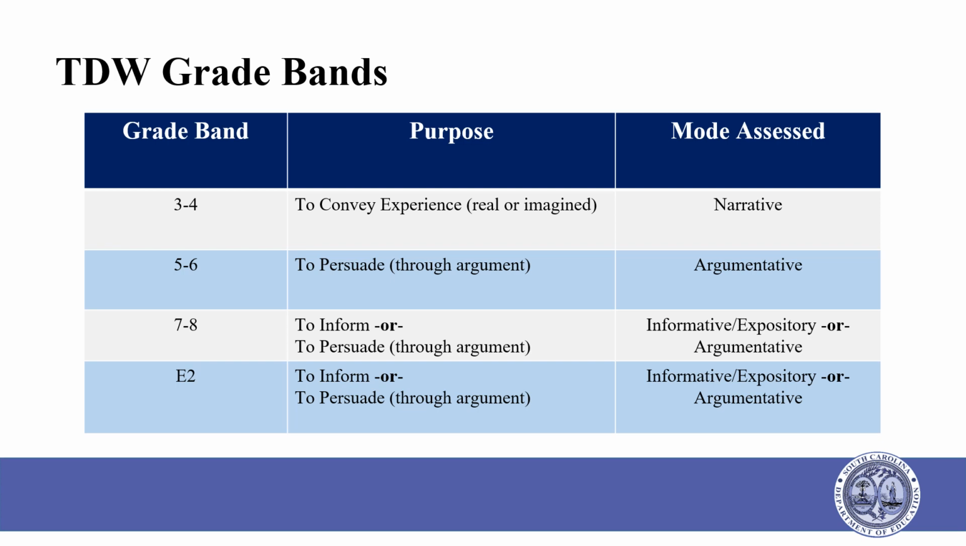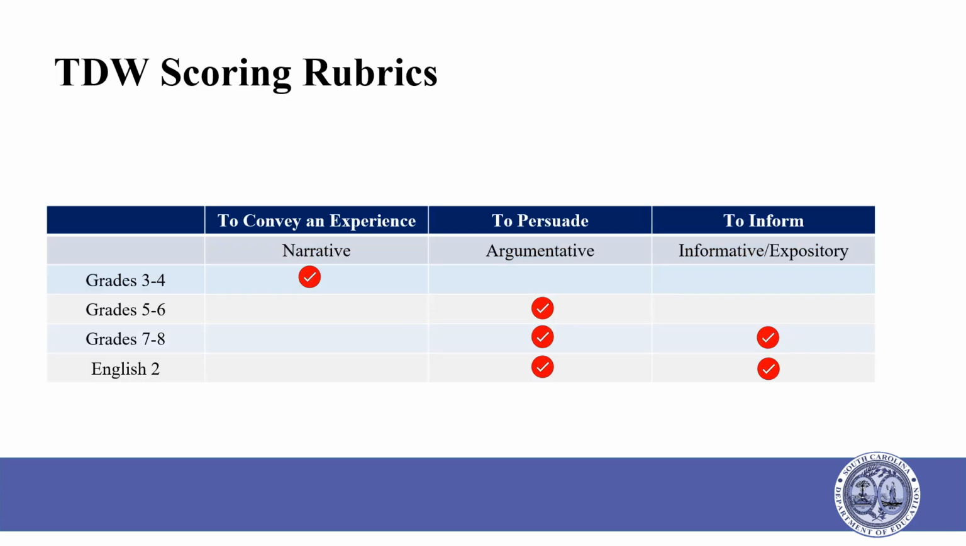One of the chief concerns about TDA expressed by South Carolina educators was the use of a single rubric for grades 3 through 8. The TDW item has multiple rubrics. If you notice by the placement of the red circles, grades 3 and 4 will share a rubric, grades 5 and 6 will share a rubric, grades 7 and 8 will share 2 rubrics, and English 2 will have 2 rubrics.